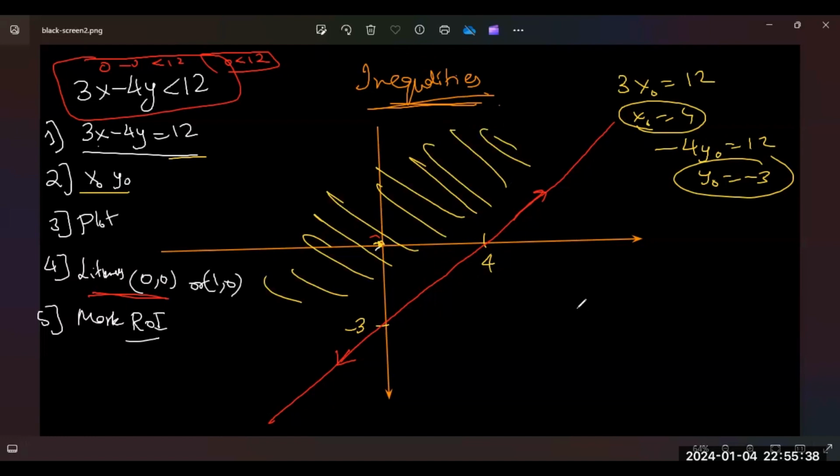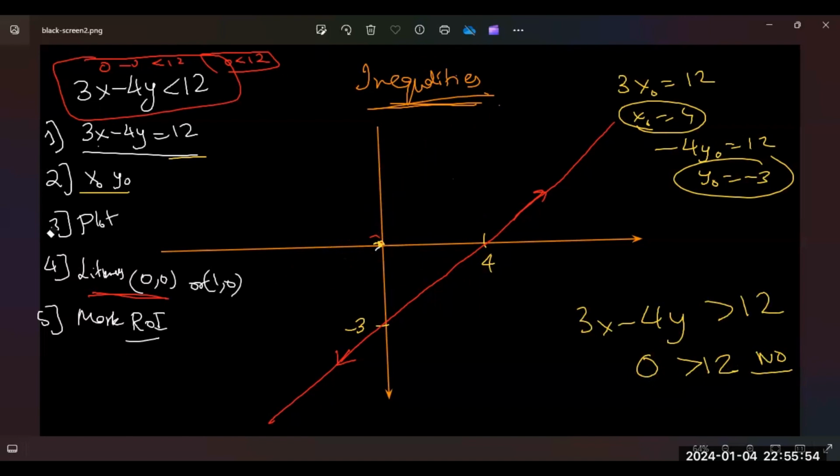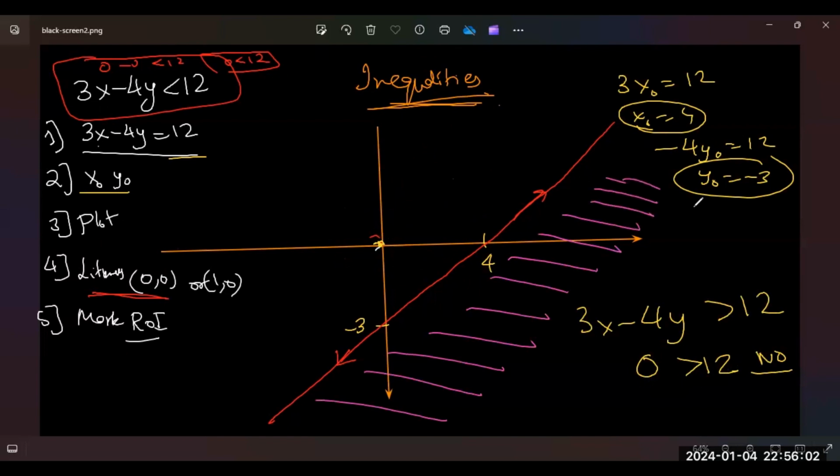What if it did not satisfy? Let's say it was 3x minus 4y greater than 12. When you use (0, 0), you get 0 is bigger than 12. Is this true? No, which means it will be the other half of the region, the one which does not contain the litmus point, because it failed the test. Are you following? If it passes the test, the half plane which contains the litmus point will be the answer. If it fails the test, the opposite half will be the answer.